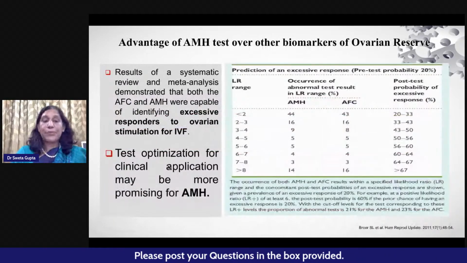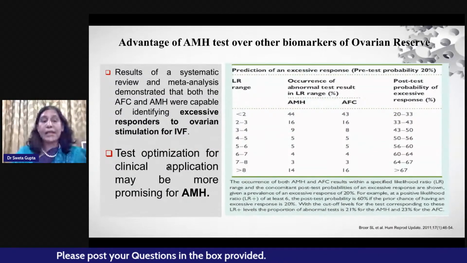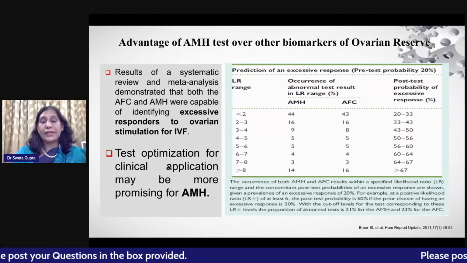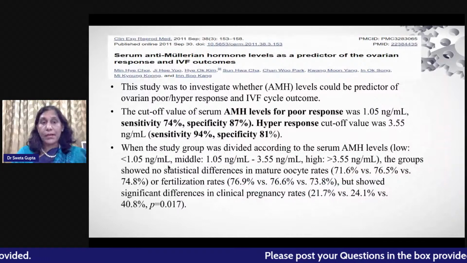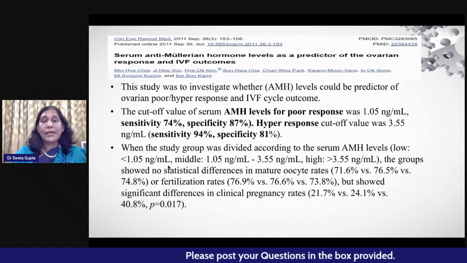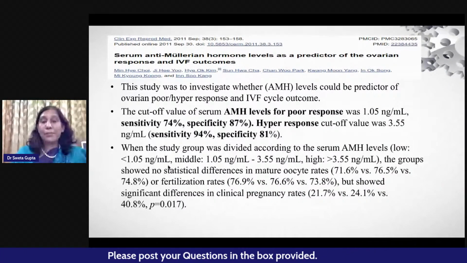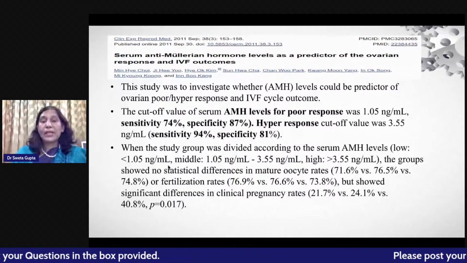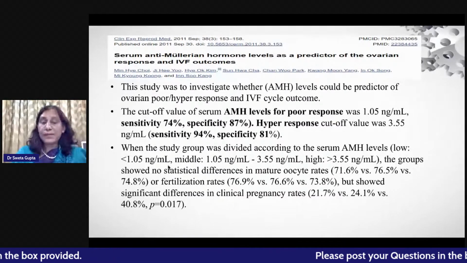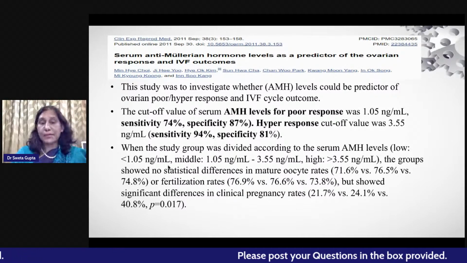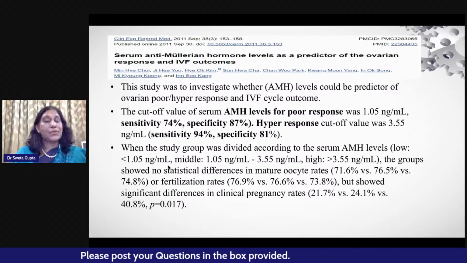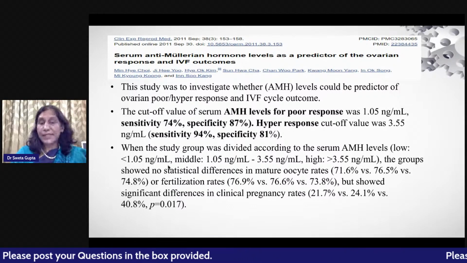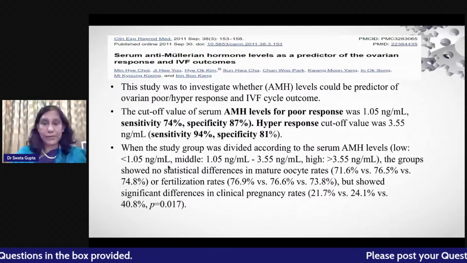Now, when the test optimization was done, then for clinical application, it is more promising for the AMH test. This study showed that with AMH, the sensitivity and specificity for poor response are 74% and 87%. And for hyper response, AMH is sensitive up to 94% and specificity 81%.